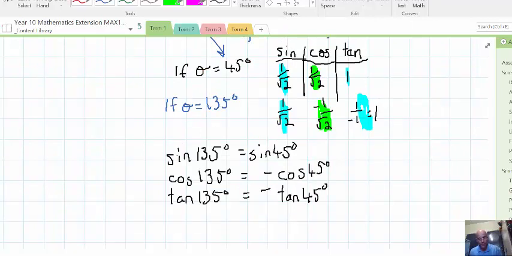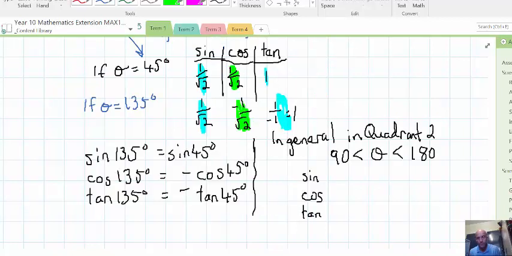So what we found in this investigation was sine 135 is the same as sine 45, cos 135 is the same as the negative of cos 45, and tan 135 is the same as the negative of tan 45. So only the sine value stayed positive. The others went from positive when you use 45 to a negative value when you use 135. So cos and tan values are negative in quadrant 2, whereas sine is positive.